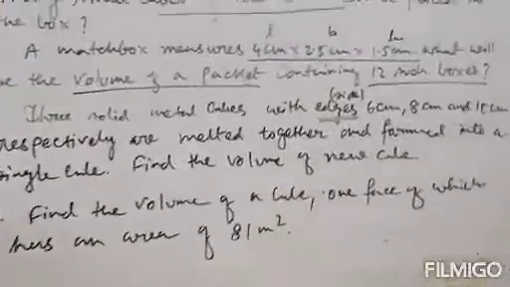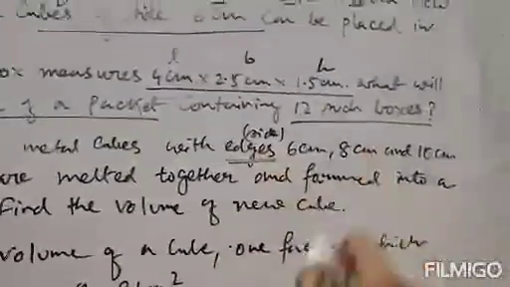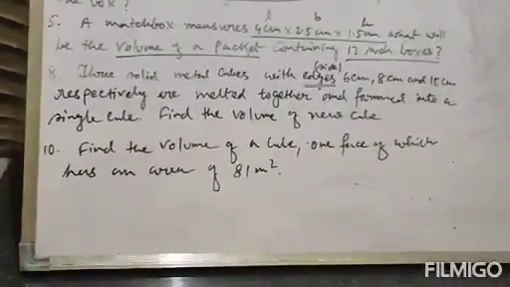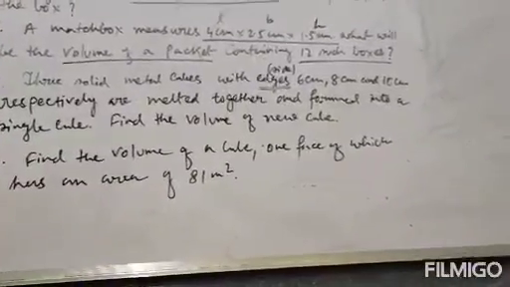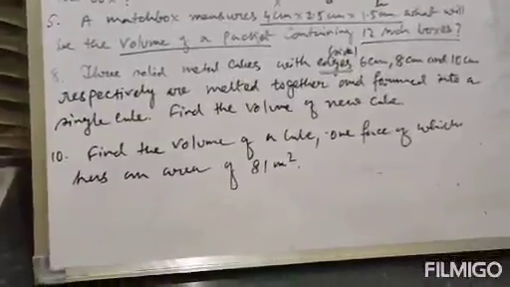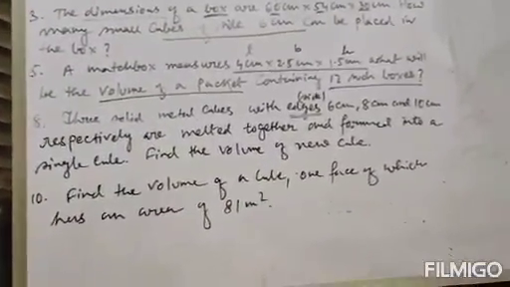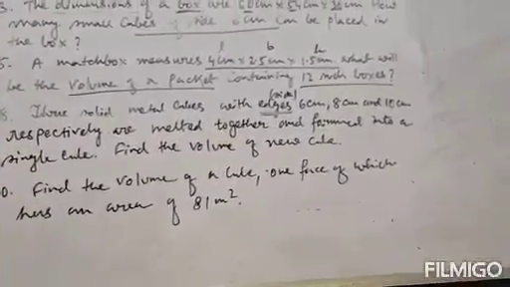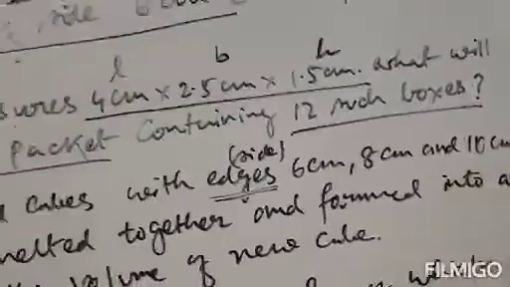That means first separately find the volume of the first cube, then second cube, then third cube, and then add the 3. If you add the volumes of the 3 solid metal cubes, you will get the volume of the new cube, because these 3 metal cubes are melted and together they formed a single cube. So just find the volume of the cube individually first.